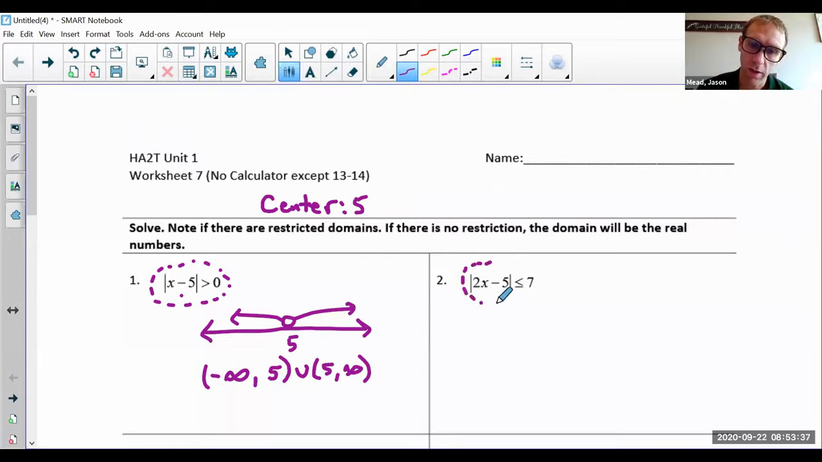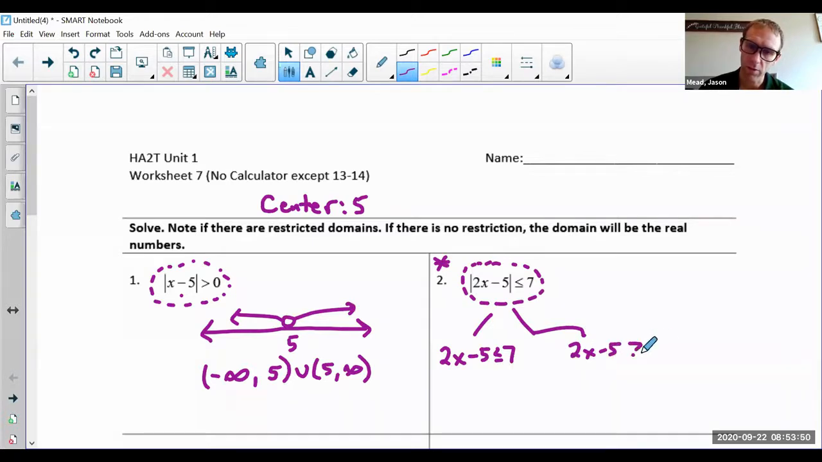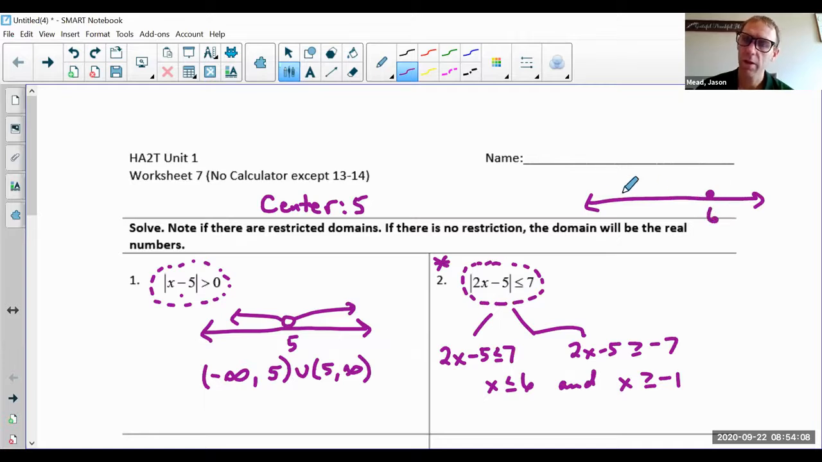And really quick, I'm going to do problem 2 for you also, just because I'm feeling generous. So I'll do it algebraically. 2x minus 5 less than or equal to 7. 2x minus 5 greater than or equal to negative 7. Add 5 gives me 12. Divide by 2 gives me 6. Add 5 gives me negative 2. Divide by 2 gives me negative 1. So I have x is less than or equal to 6, and x is greater than or equal to negative 1. So I have this case.